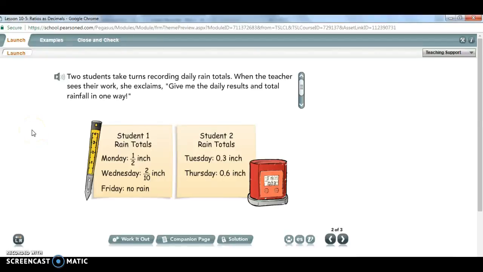This is lesson 10-5. It's the last lesson in topic 10. We're going to be working with ratios as decimals. Start off again with the launch problem. Just try your absolute hardest and we'll go over the answer shortly.